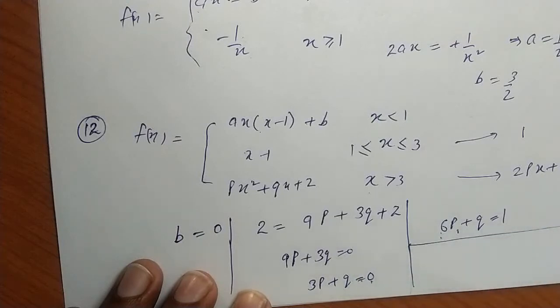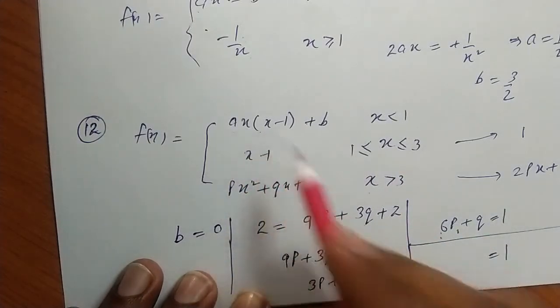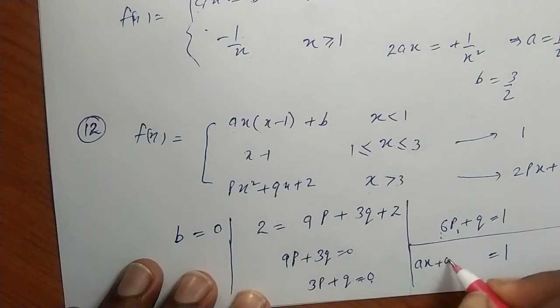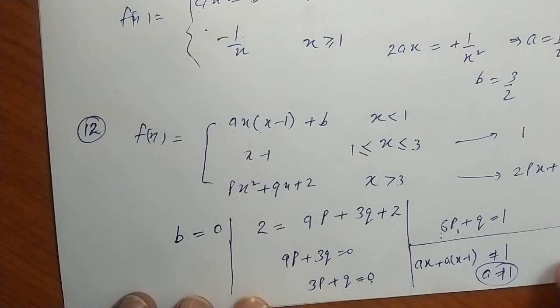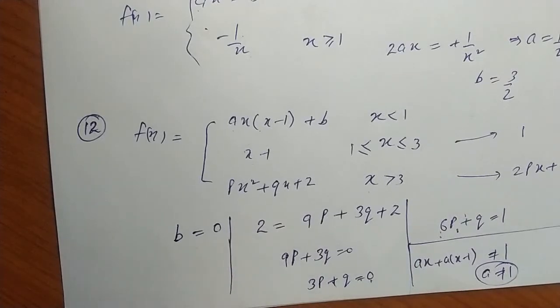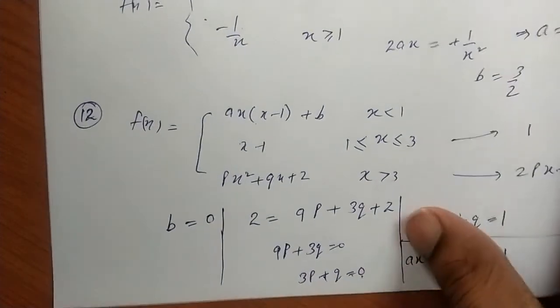Moving to the value of a, f dash 1 does not exist. So f dash 1 over here is equal to 1, and here we can see that ax plus a into x minus 1 should not be equal to 1 if f dash 1 does not exist. So at x is equal to 1, a is not equal to 1. We can calculate the values of p and q from these two equations, and b is equal to 0. Moving to question number 13.